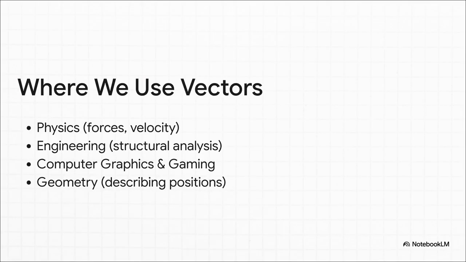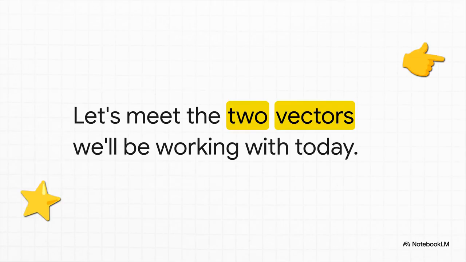And that's why they're literally everywhere. From a physicist calculating forces, to an engineer designing a bridge, to the graphics card rendering your favorite game, vectors are the language they all use to describe things that have both strength and direction. They are an absolutely essential tool. To make all this feel a little less abstract, we're going to get to know 2 specific vectors and follow them through our 3 operations.